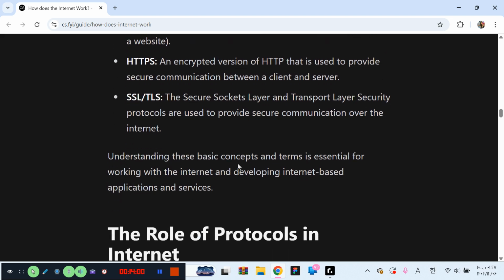Understanding these basic concepts and terms is essential for working with the internet and developing internet-based applications and services.